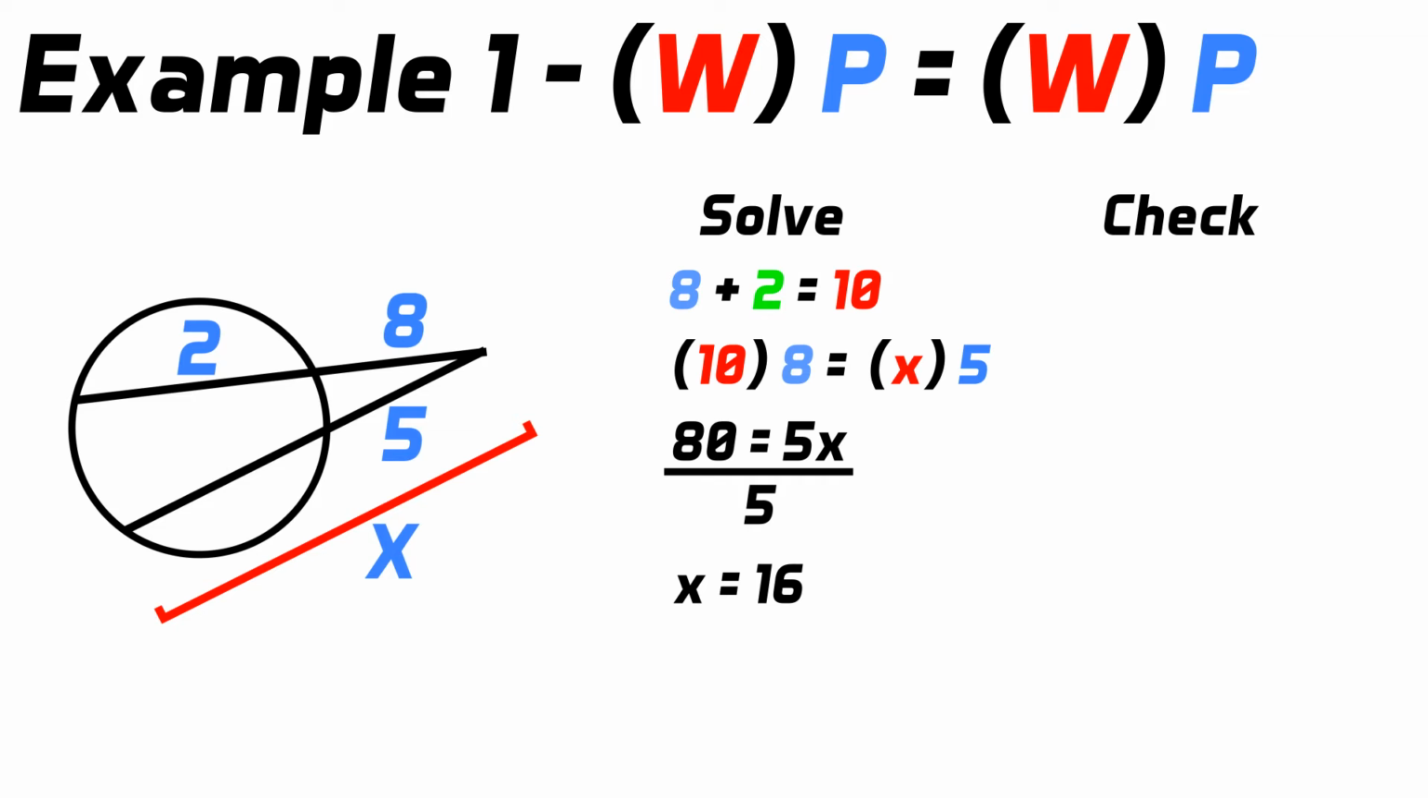If you want to do a quick check, you can always do the whole multiplied by the outside part, do the formula again, except substitute all the variables in. So you should get 8 times 10 equals 5 times 16. In both cases, you should get 80 equals 80.